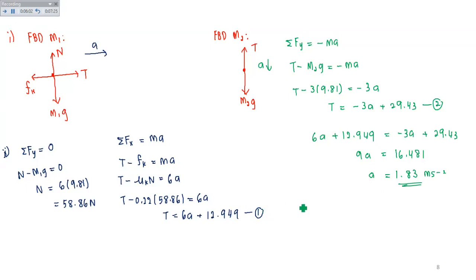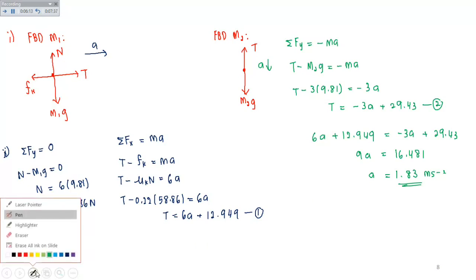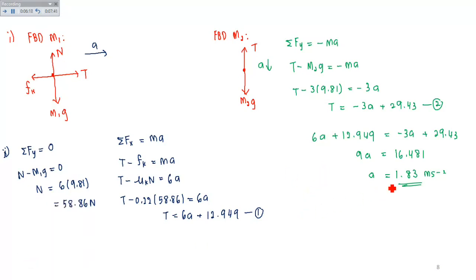Okay, so now kita solve soalan yang ketiga, which is tension. Question asks you to calculate the tension in the string. Okay, so kita masukkan value A ni. Value A equals to 1.83 ms^-2 ke dalam equation 1 boleh, equation 2 pun boleh. Okay, so saya masukkan value of A into first equation. So T equals to 6A plus 12.949. Okay, so 6 times 1.83 plus 12.949. So T is equal to 23.93 Newton.